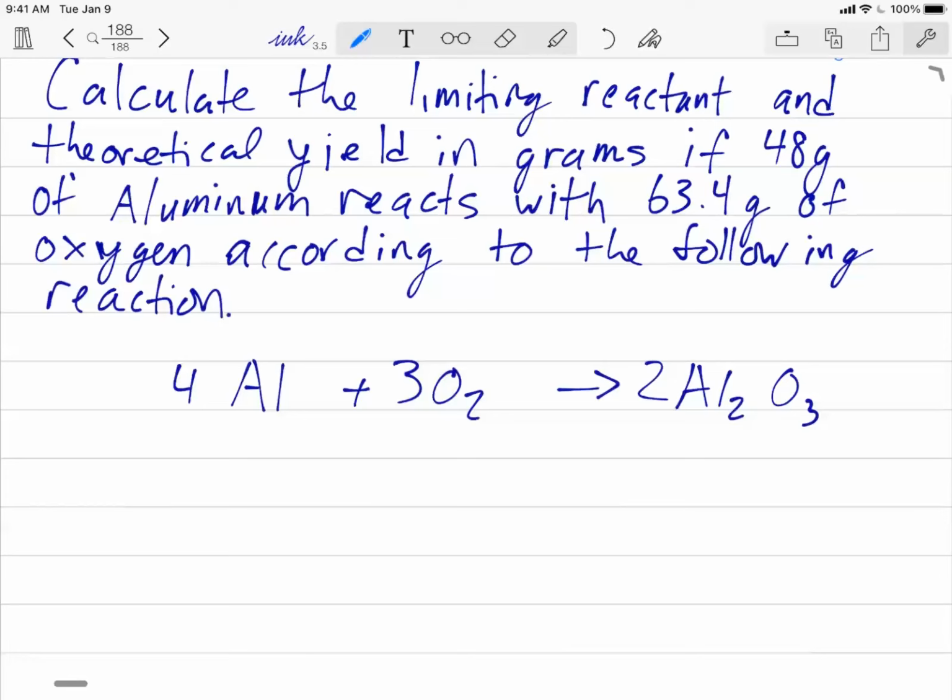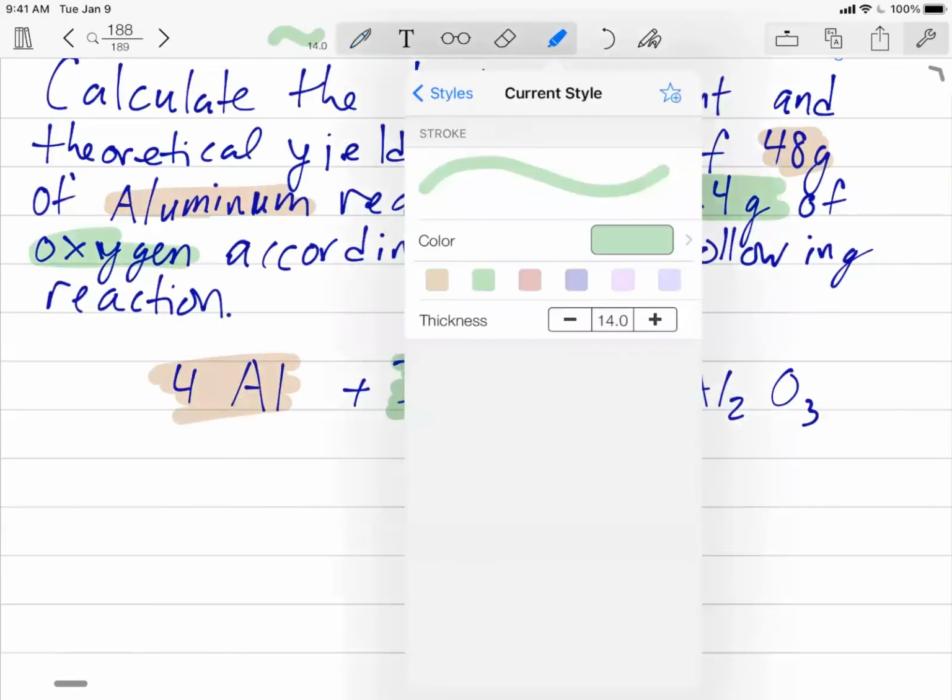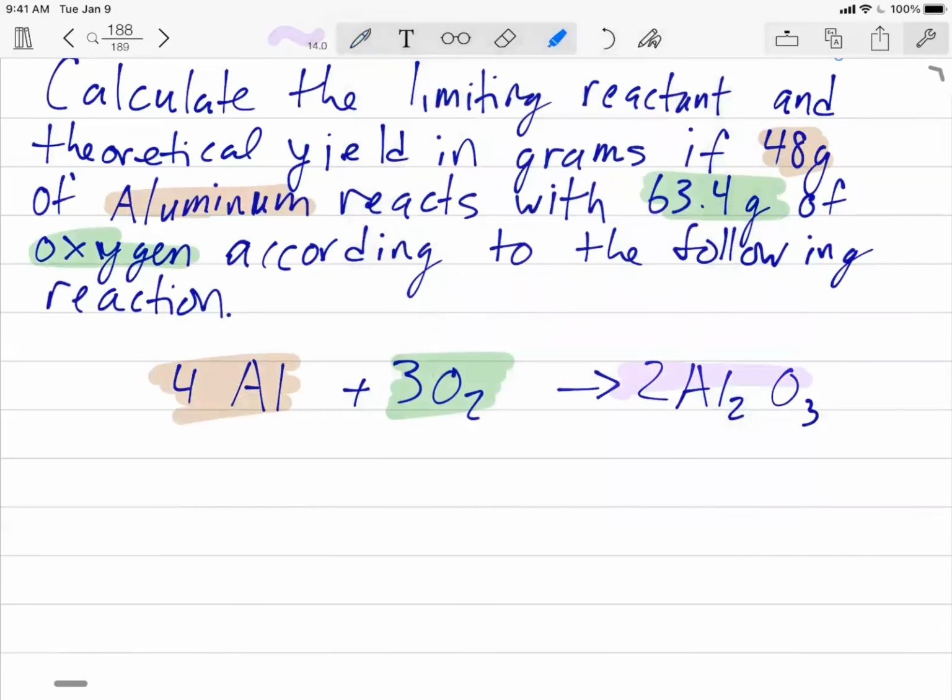Okay, so the first thing that we need to do, as I've said 100 times before, is we need to identify what we have. So the first thing that we have is 48 grams of aluminum, right? And so that's here in our balanced equation. The second thing that we have is 63.4 grams of oxygen, which is here, okay? And ultimately, we're trying to find the theoretical yield of aluminum oxide, right? The theoretical yield is always going to be the product in a chemical reaction.